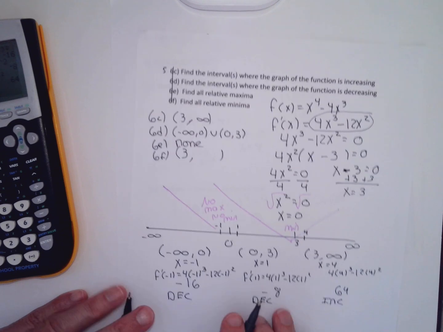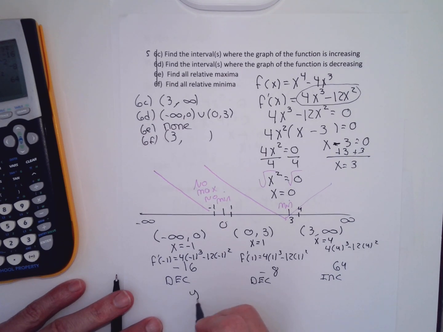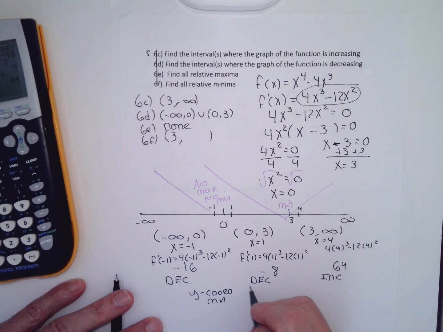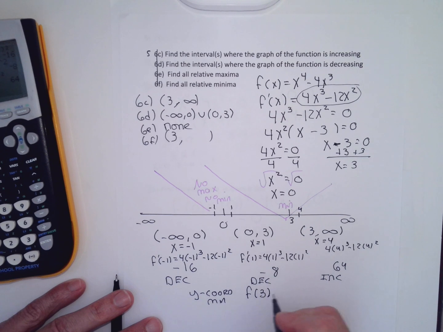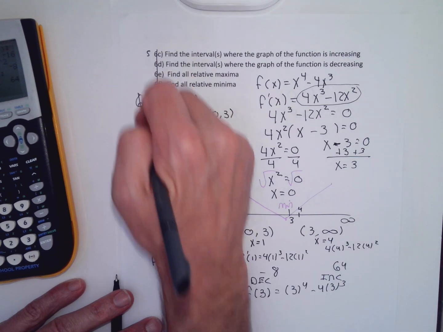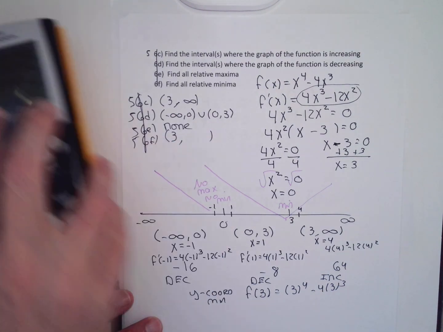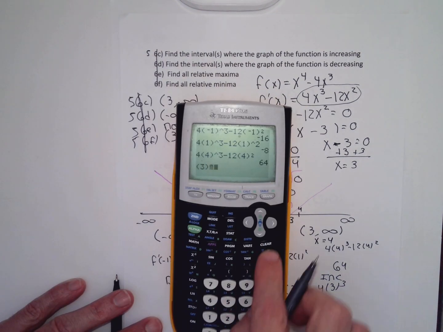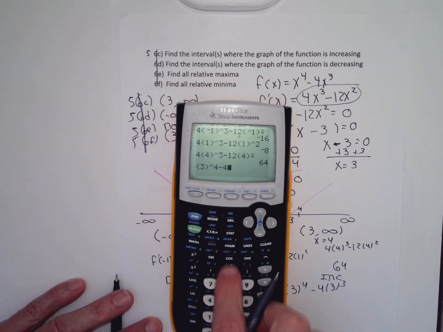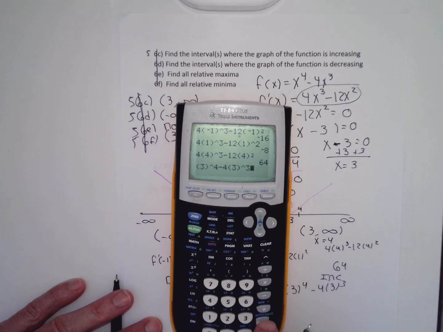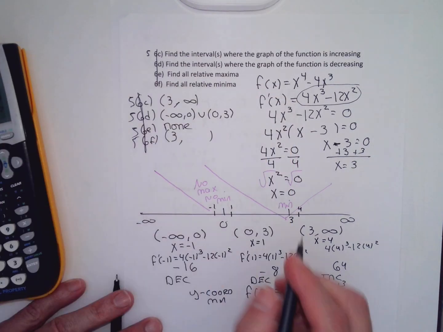And now let me find the y-coordinate of the minimum. So the y-coordinate of the min, I plug 3 into the original function. I get f of 3 equals 3 to the 4th minus 4 times 3 cubed. These are all 5s. Duh. 3 to the 4th minus 4 times 3 cubed, and I get negative 27 if I did it right.